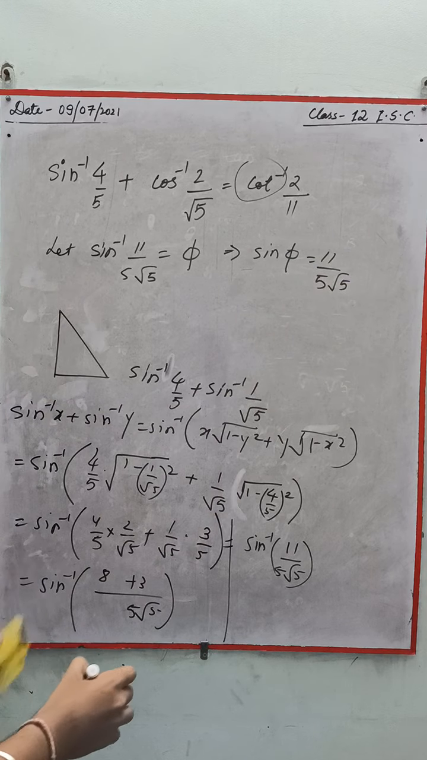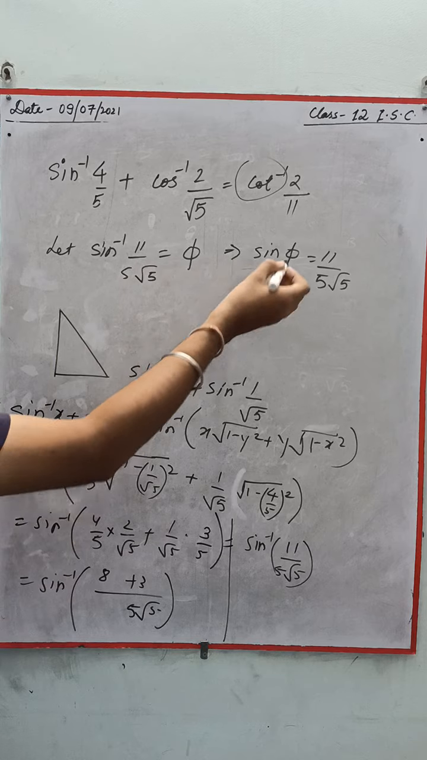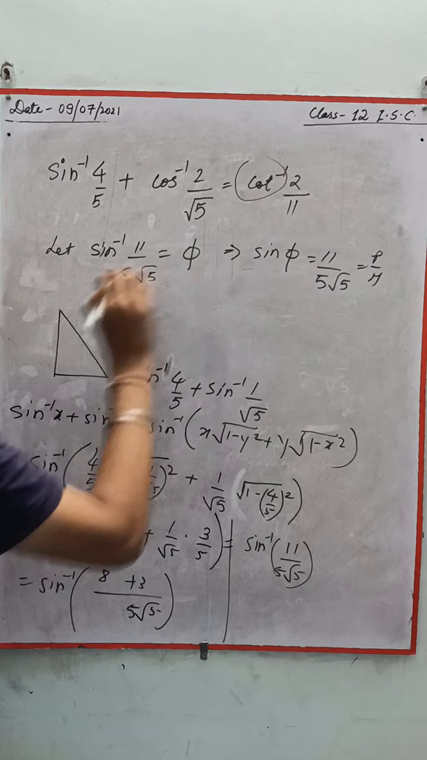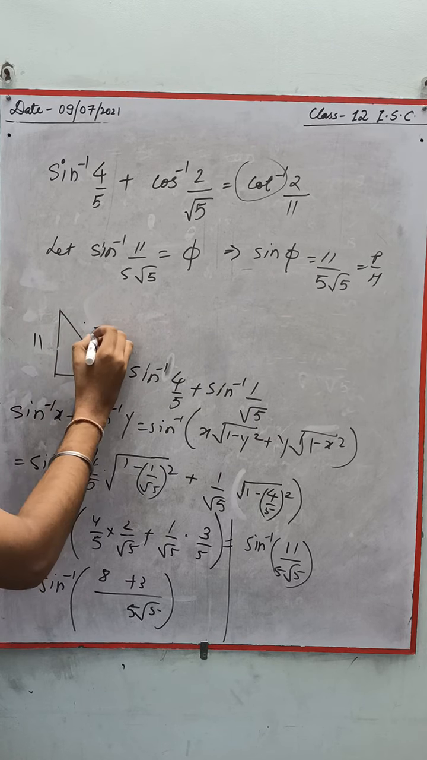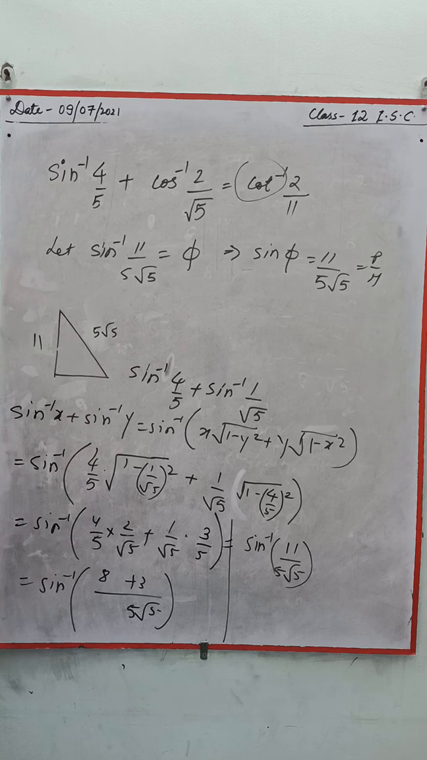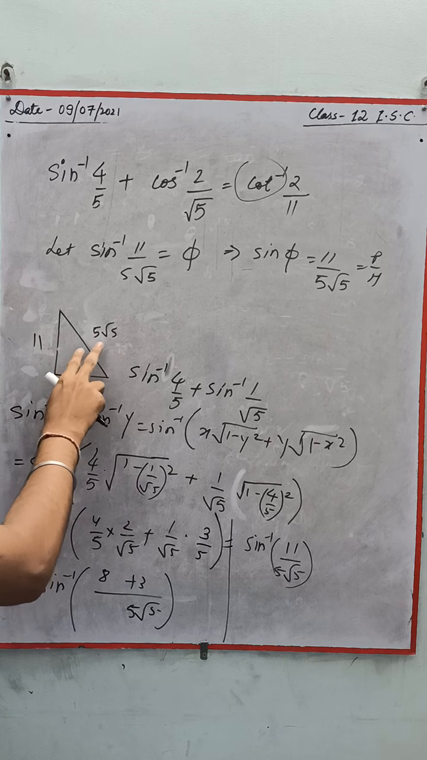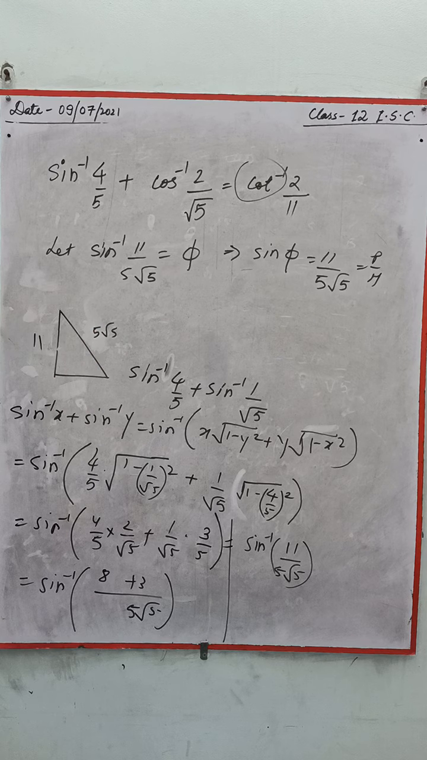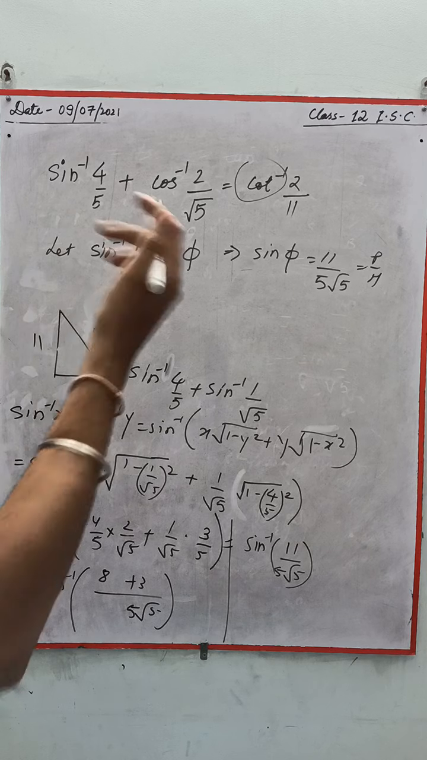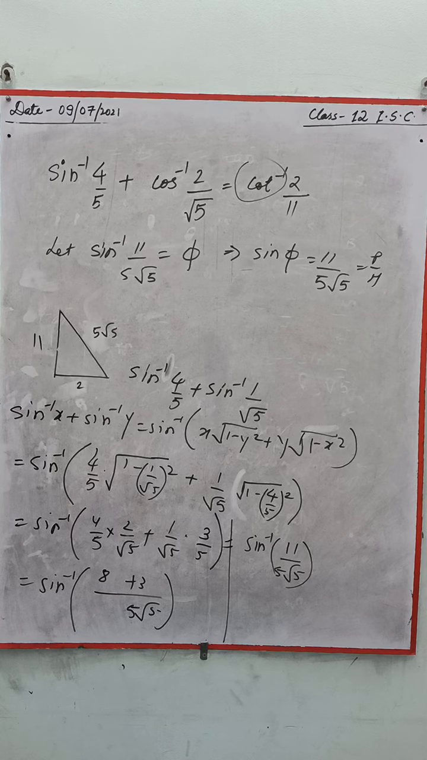Again making a right angled triangle, sine is perpendicular upon hypotenuse, so perpendicular is 11, hypotenuse is 5 root 5. So what will be the hypotenuse square? 25 into 5, so it will be 125. 125 minus 121 will give you 4, and taking the root, that is 2. By PGT you can find all this.